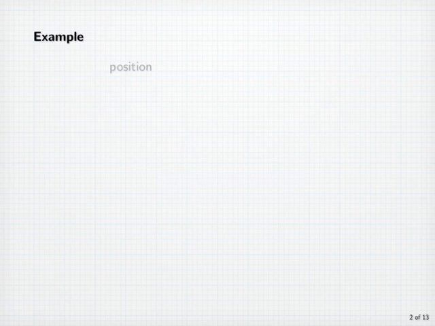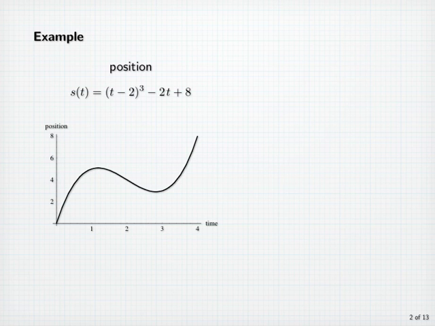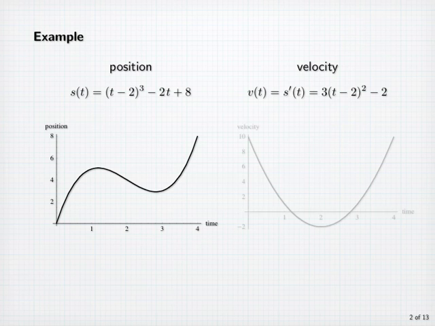Example. Suppose we have a position function s of t equal to (t minus 2) cubed minus 2t plus 8. Here's the graph of that position function. The velocity v of t is s prime of t, and that's 3 times (t minus 2) squared minus 2. And here's the graph of the velocity. Notice that the velocity is negative when the graph of the position function has a negative slope.